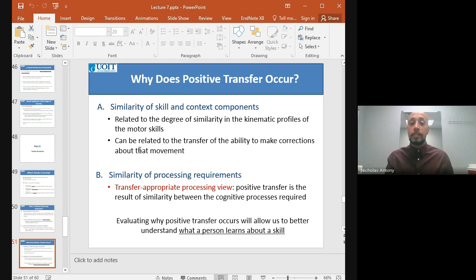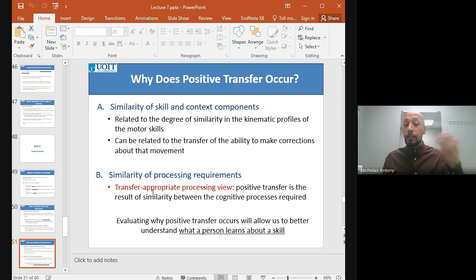And so there's two different reasons, and they're both probably true at the same time. This idea of positive transfer occurs because of the similarity between the skill and context concepts. So with positive transfer, with Gentile's taxonomy, there's a similarity between the motor skill components with each step. So looking at the movements, they are very similar in terms of the skill.